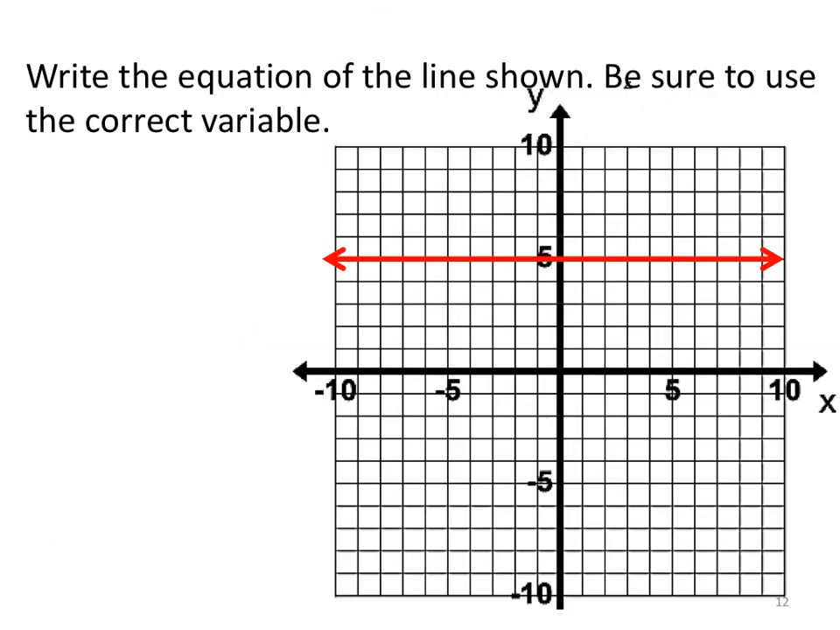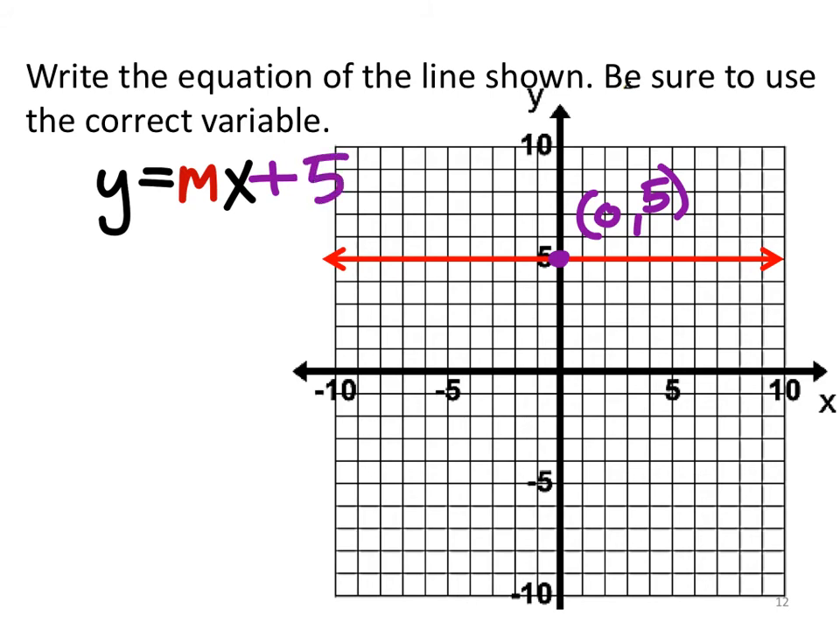Write the equation of this line shown, be sure to use the correct variable. Okay, well, slope-intercept form. Here's the nice thing about graphs, is when we look at graphs, we can find the y-intercept pretty quickly just by, again, looking at it. There it is, found it. Now, it may help us to see the actual coordinates of this point, 0, 5. So I know the y-intercept is at 0, 5, and I can fill that in.